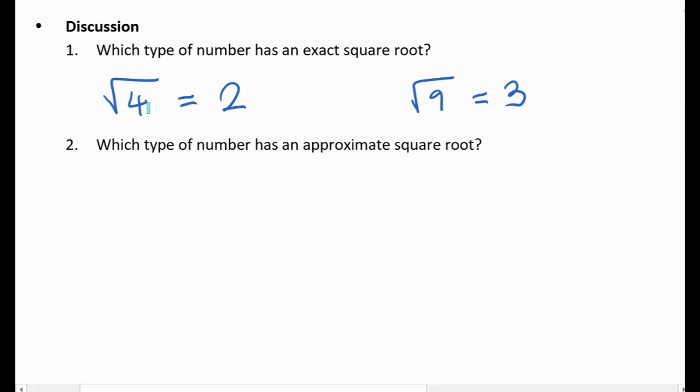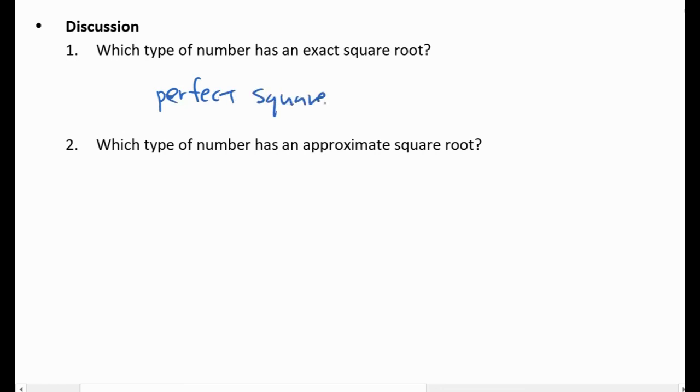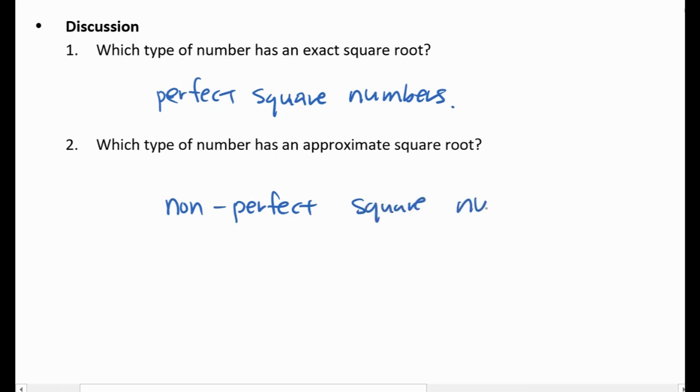To become an exact square root, the number should be a perfect square number. Alright, everyone? Okay, so you write perfect square numbers. Okay, number 2. Which type of number has an approximate square root? So you say non-perfect square numbers.